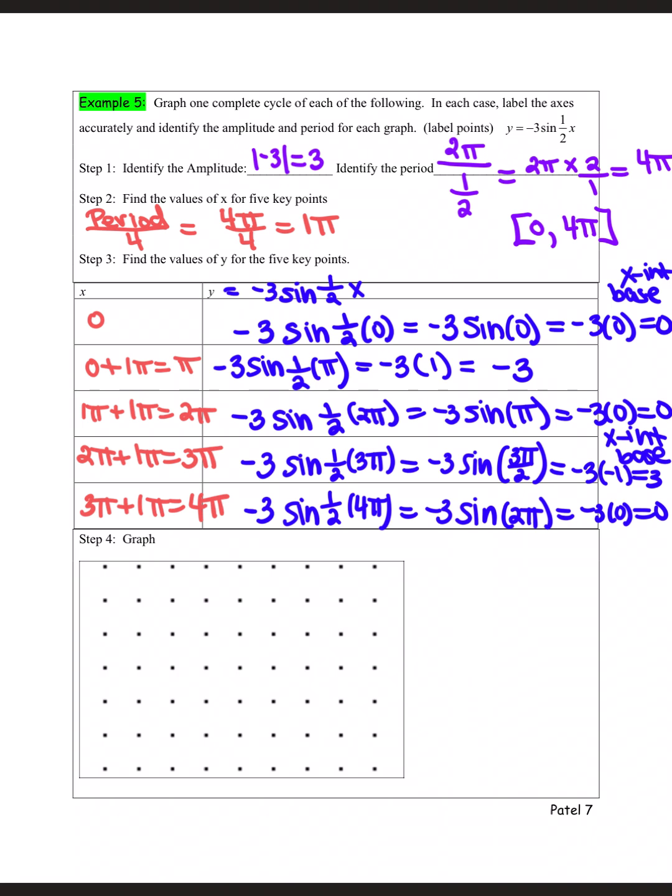So notice here that the pattern has reversed because it had a negative sign. So it's the x-intercept, and then we had our minimum. Then we had our x-intercept, which is our base, and then we had our maximum. Then we come back to our base.